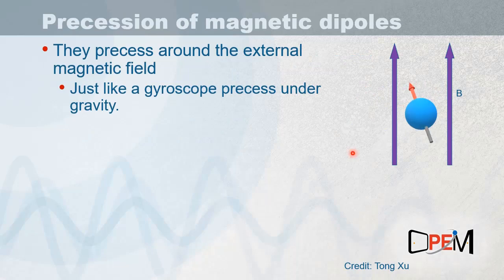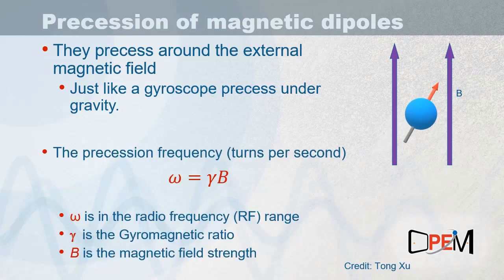When these nuclei are subject to an external magnetic field, they will precess, like they're rotating around like that, just like a spinning gyroscope precesses under gravity. The frequency of such precession, or turns per second, is omega. It's equal to the gyromagnetic ratio gamma multiplied by the strength of the field B.